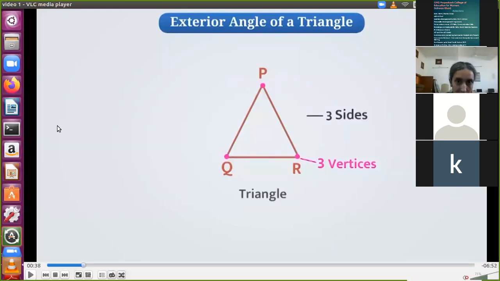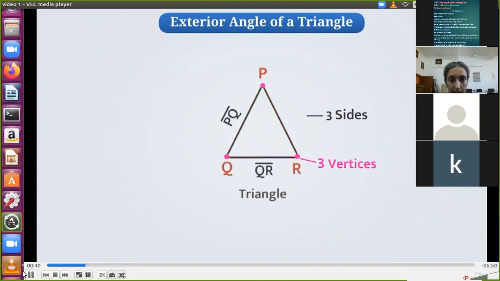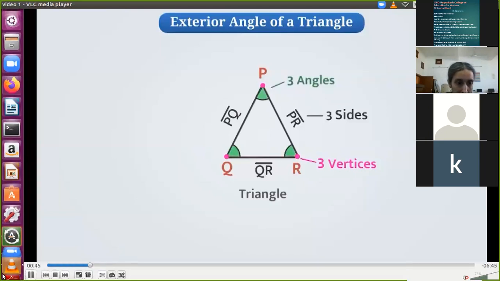Now a triangle PQR is given, which has 3 vertices: P vertex, Q vertex and R vertex, and this triangle has 3 sides given: PQ, QR and RP. PQ line segment is there, QR line segment is there, and PR is there. And this triangle has got 3 angles: angle PQR, angle QRP, and angle RPQ. 3 angles are there.